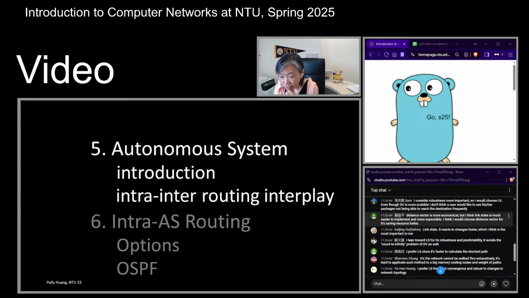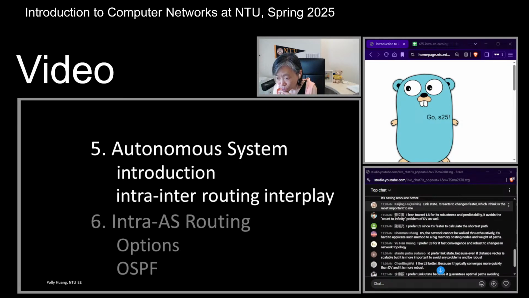And let's see, Ivan here says distance vector is more economical, but I think link state is much easier to implement and more predictable. Good. I think I would choose distance vector for its better resource saving. So very good. Ivan here is saying there are pros and cons, but would still prefer distance vector because of the scalability issue. So far, one link state, one distance vector. Kelvin here chooses link state. It reacts to change faster. So I now have 2 link states.